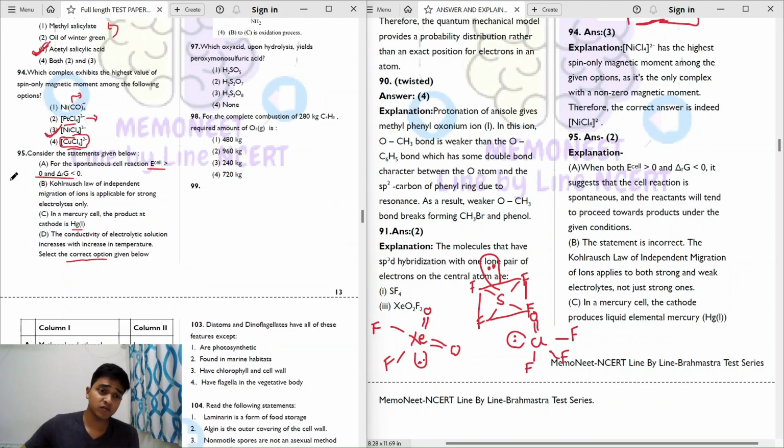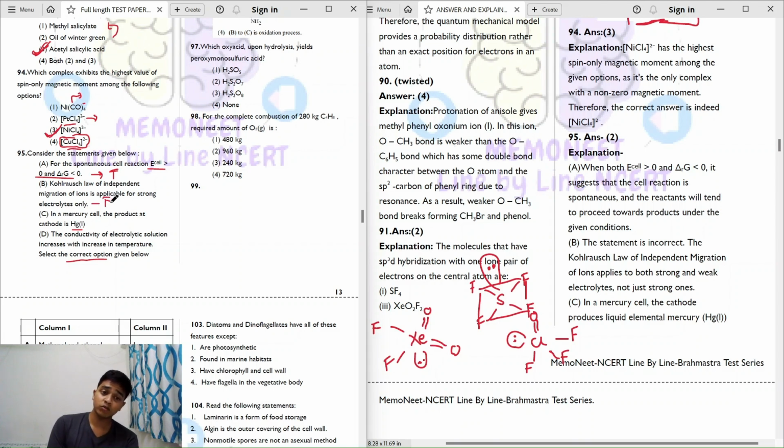So statement A says, for spontaneous cell reaction, E cell should be greater than 0 and delta G should be negative. We know the criteria for spontaneity is this only, right? That change in free energy should be negative and change in the cell potential should be positive. So this is a true statement. Statement B says Kohlrausch law of independent migration is applicable only for strong electrolytes. This is a false statement because Kohlrausch law is applicable both for strong electrolytes as well as weak electrolytes.